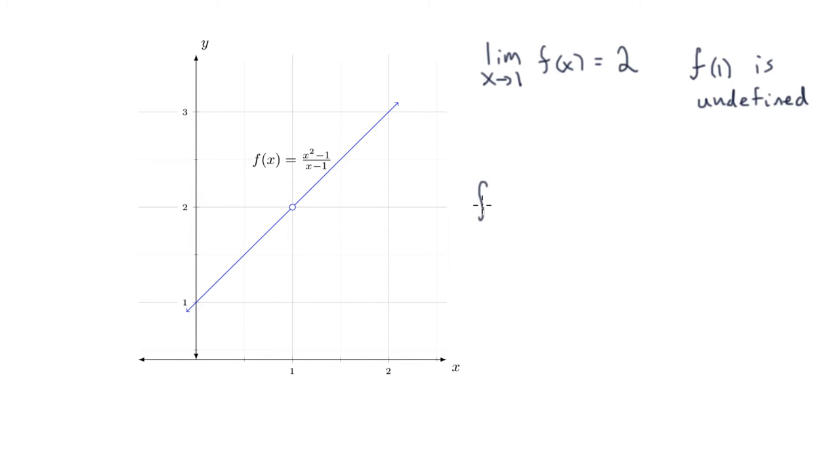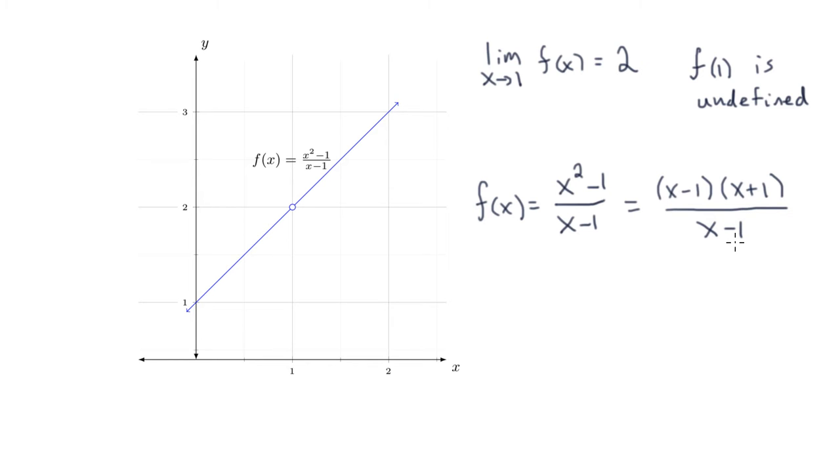So look at the function f of x. It's x squared minus 1 divided by x minus 1. But notice that the top, the numerator, is actually a difference of squares. So we can factor it as x minus 1 times x plus 1, divided by x minus 1. Now look, the numerator and the denominator have a common factor of x minus 1. Now, in general, this is not equal to, well, if I cancel, x plus 1.